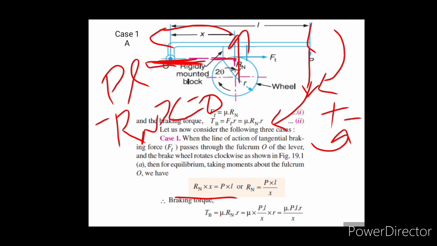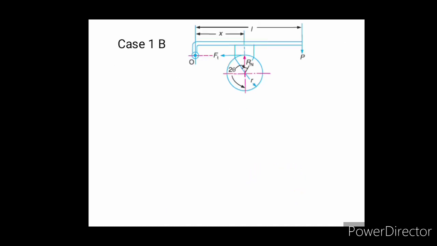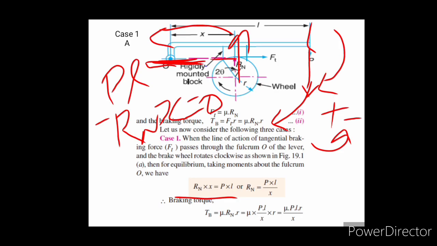Now if you want to find the braking torque, from the equation number 2 you can see that braking torque Tb is equal to mu Rn into small r, where small r is the radius of the wheel. Put the value of Rn. The value of Rn is equal to P into L upon x. Put the value of Rn here and you will find this equation. Tb is equal to mu P L r upon x, where mu is the coefficient of friction between the block and the wheel.